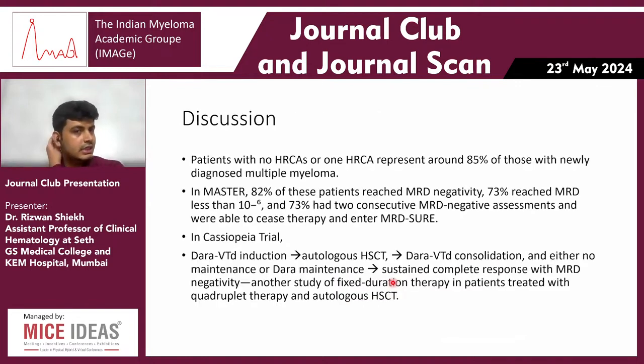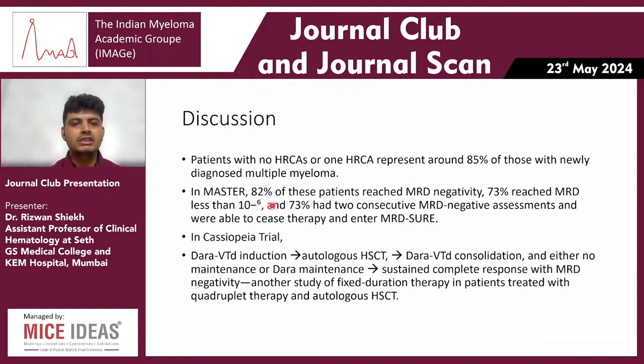So coming to the discussion, I think what we can learn from this study is that patients with no high-risk chromosomal abnormality and with 1 high-risk chromosomal abnormality tend to do almost equally well when treated with a quadruplet regimen with MRD monitoring. The problem we have in India is that we don't have clonoSEQ, so we don't know whether the MRD we are checking is actually validated. The other option is a lab which sends the sample from India to clonoSEQ, but it is kind of costly for our patients.